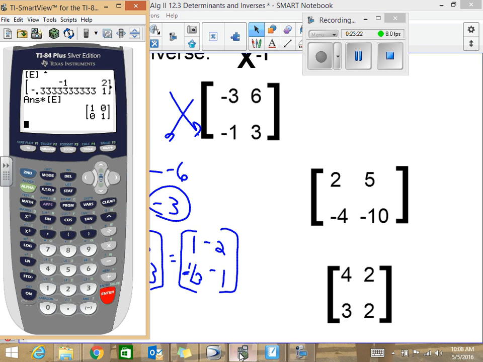So no, when you need an inverse of a matrix, which again, we're going to use these more next class, you just want to type in the matrix, bring it up, and type in that little -1 sign, and that will give you the inverse of it. Okay?